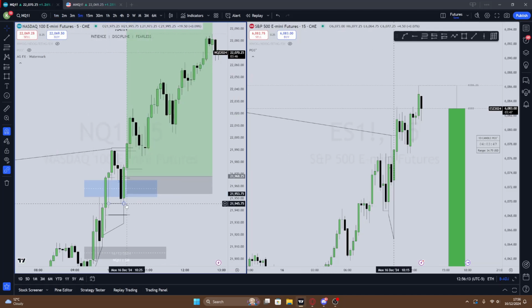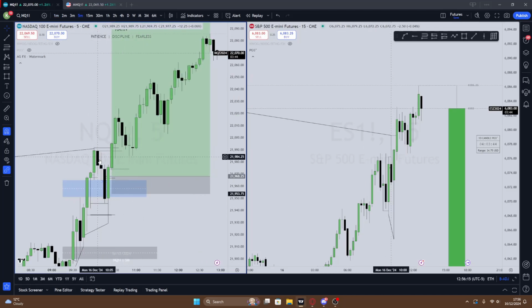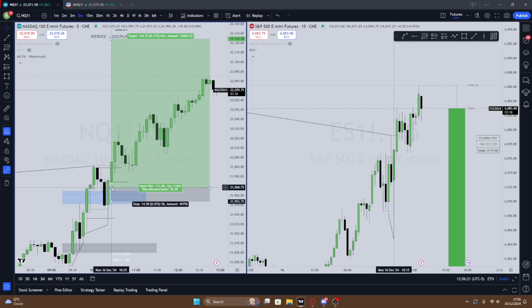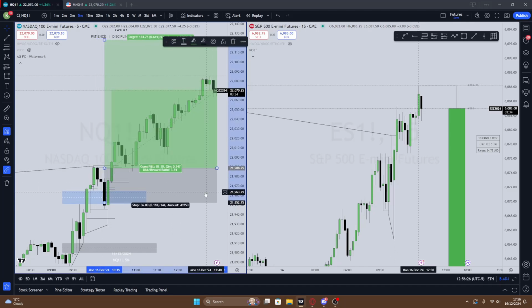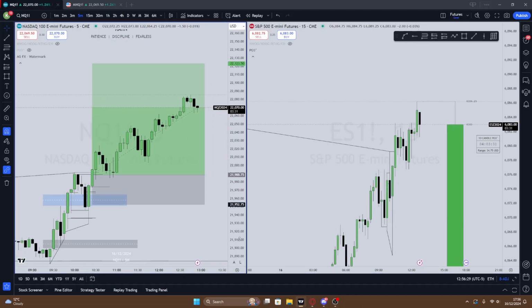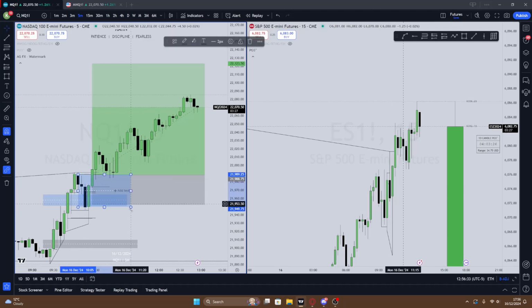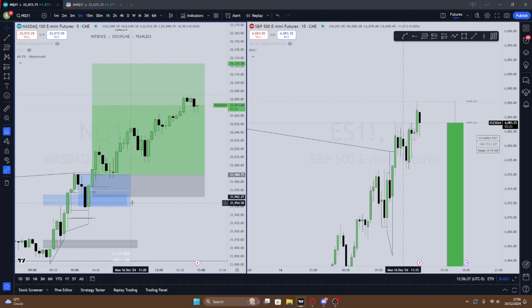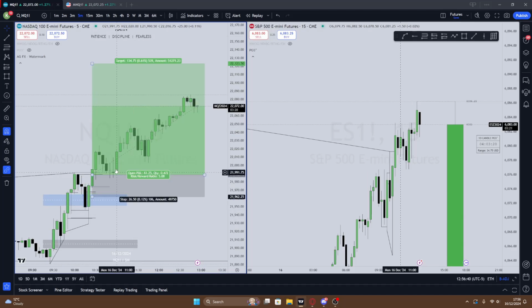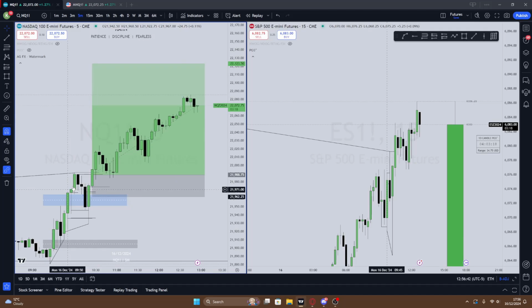And lastly, why didn't I take this 5-minute entry? Because we had already taken out my target for the day. This high was my target. You could have taken it right here. There we go. You could have taken this stop probably at the mean threshold, so around here maybe. That would have been good. And then yeah, that's basically it.